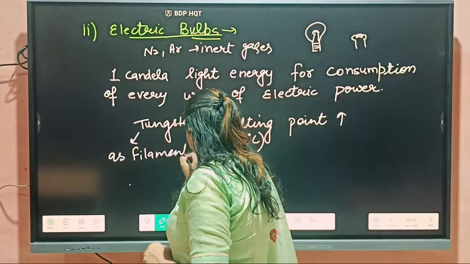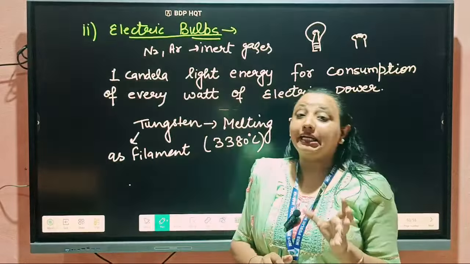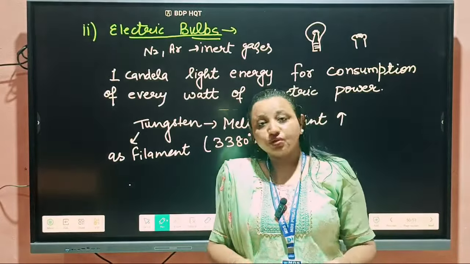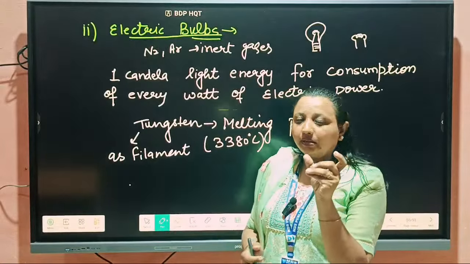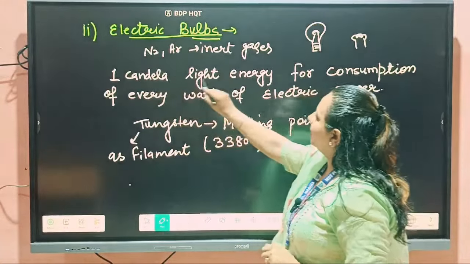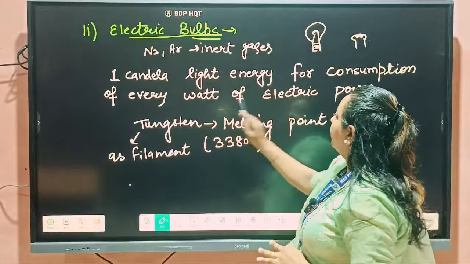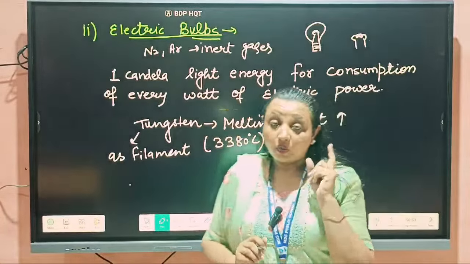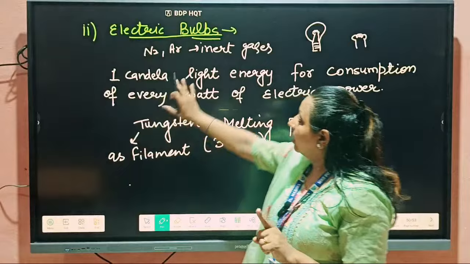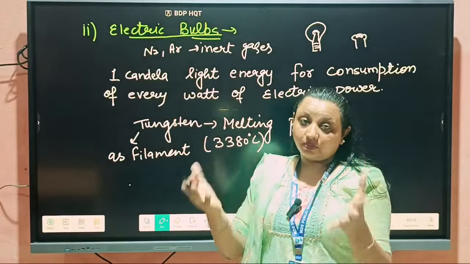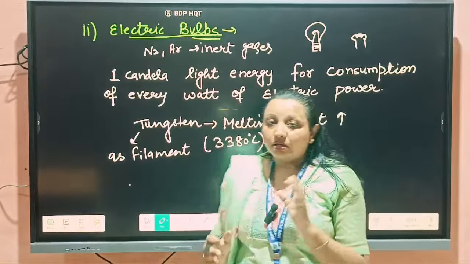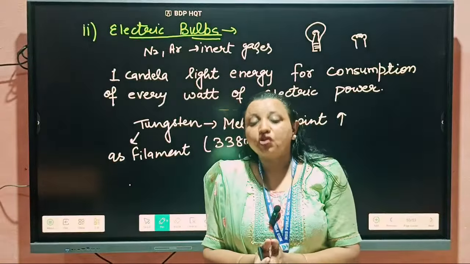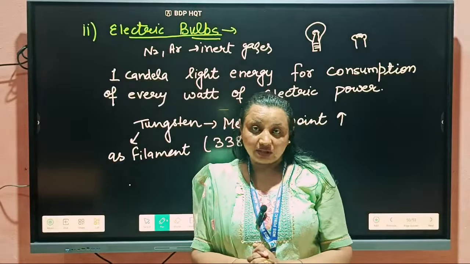It is used as filament in the electric bulb to bear that heat energy, because heat energy is produced in the electric bulb and light energy is produced very little. 1 candela light energy for consumption of every watt of electric power. 1 watt की electric power के लिए कितनी light energy produce करता है electric bulb? 1 candela, right? So this is electric bulb which is based on heating effect of electric current.